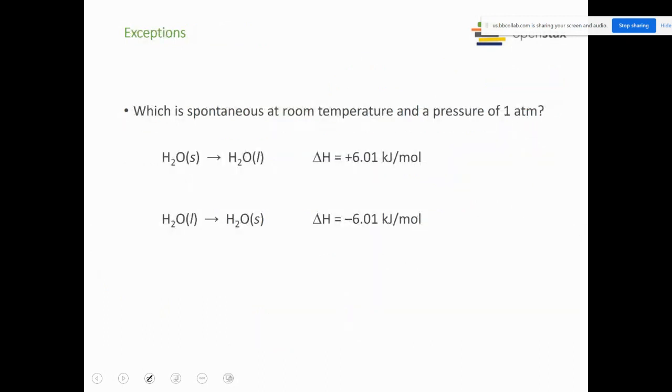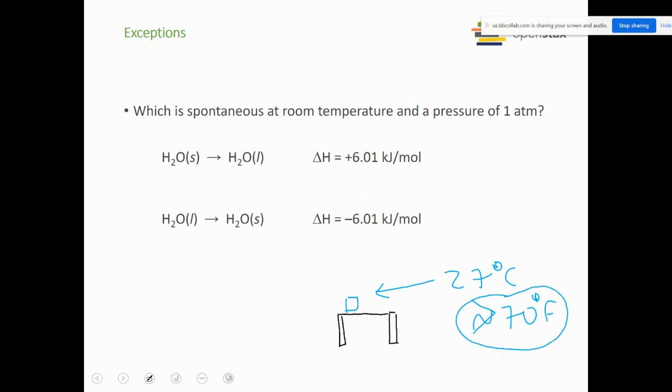So this is an exception. Let's think about the process. Say I have a table in my room, this is my study table, and I put a block of ice on it. Right now my room temperature is about 27 degrees Celsius, which is probably in the 70s Fahrenheit, so at least greater than 70 degrees Fahrenheit. If I leave that ice, which is solid, what's going to happen over time? The solid ice is going to convert to liquid water at this room temperature of 27 degrees Celsius.